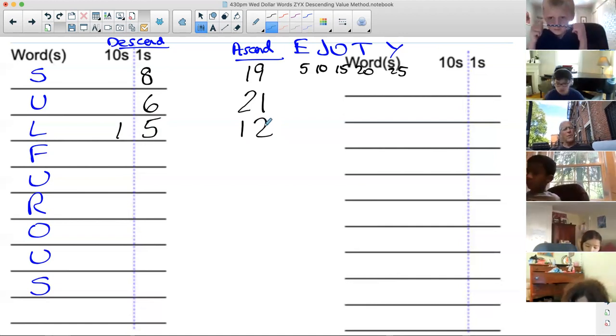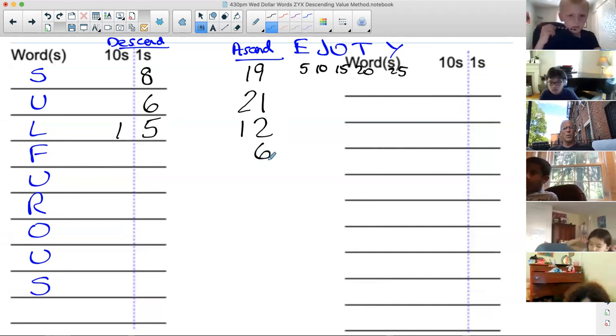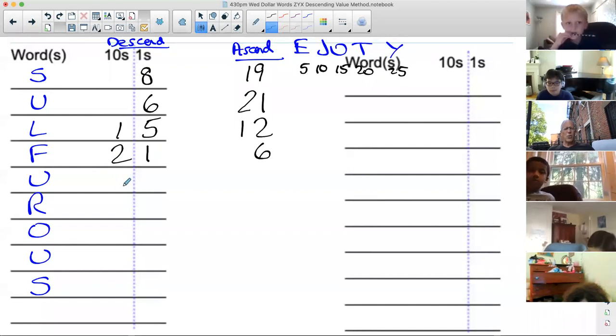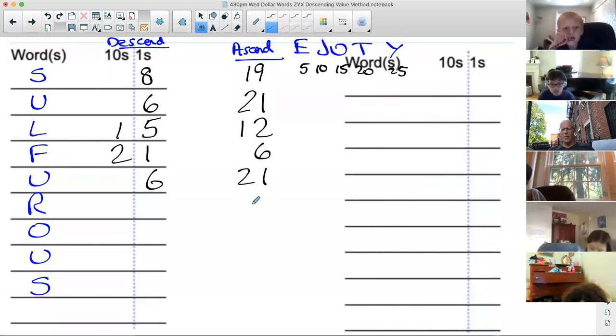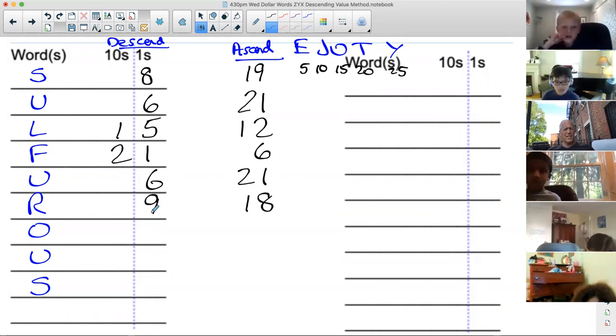Now, the F is easy under ascending. On three, 1, 2, 3, go. 6. And on three, 1, 2, 3, go. 21. U, of course, is 6 and 21. Give me an R under ascending. On three, 1, 2, 3. 18. And subtract that from 27 and you get? 9. Nice.